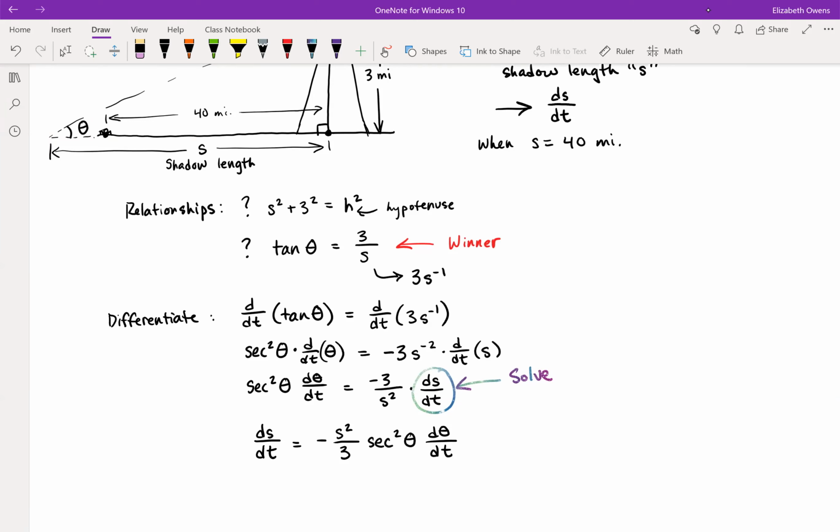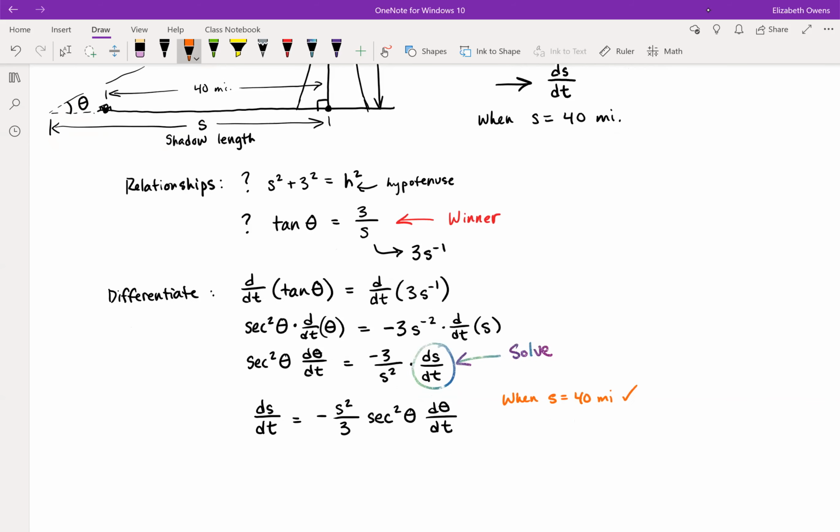So this is when s equals 40 miles, so that's checked off. We got that. 3 is a constant. Secant squared theta. We do need an angle for theta.